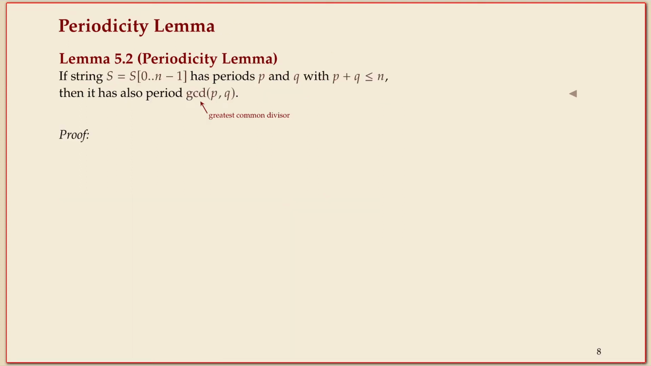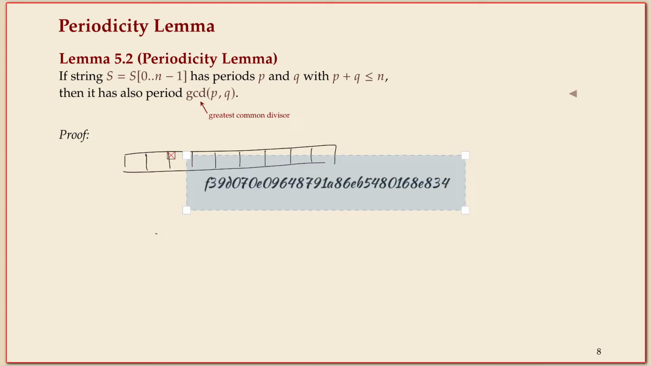A second small observation about periods is this lemma. If you have a string that has two different periods, P and Q, and they're not too large, so their sum is less than n, then you also have a period for the greatest common divisor of the two. And for that, I just want to give you a proof by example. Now, this is not in general a valid proof. And the formal proof used to be part of the tutorials, but it was never really very insightful, and we're not using the lemma massively.